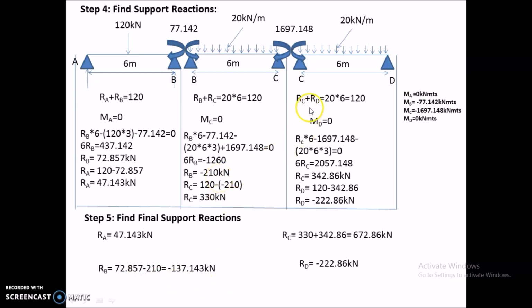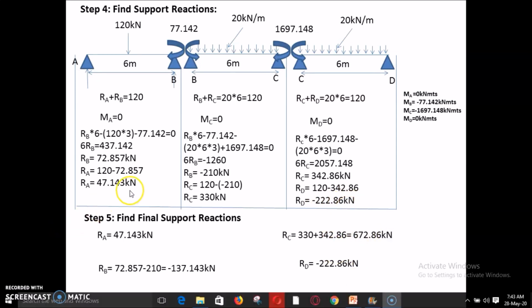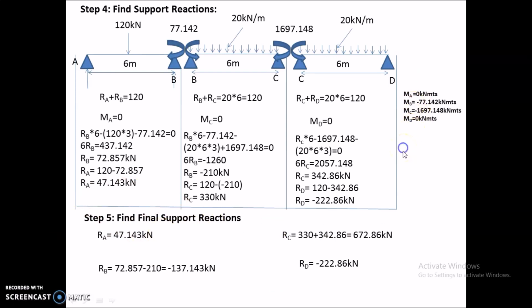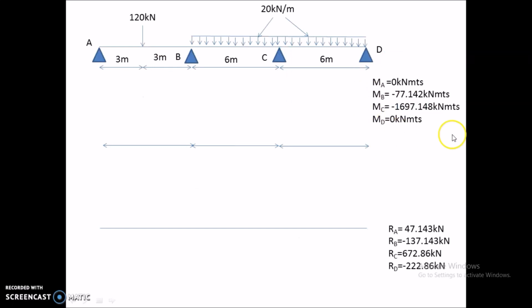And coming to RC, again we had RC in both these spans. Here RC is 330 kilonewtons, and here RC value is 342.86 kilonewtons. So by adding both these values, we will get RC value as 672.86 kilonewtons. Coming to RD, we had RD only here, so RD value is minus 222.86 kilonewtons. So now we have calculated the support reactions and moments also. We need to draw the bending moment diagrams and shear force diagrams. So these are our calculated values, moments and support reactions.